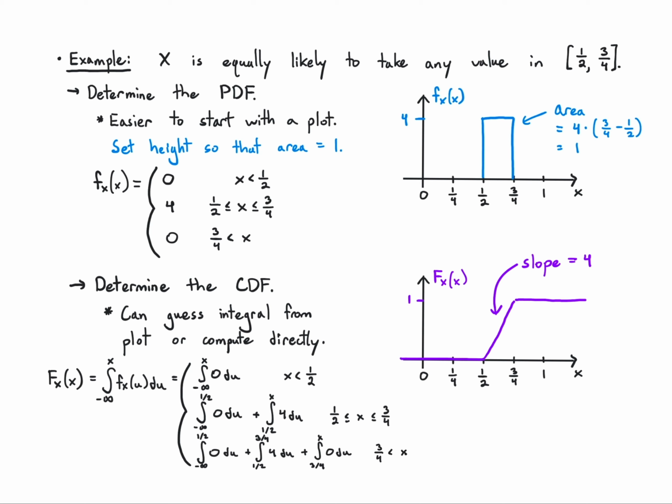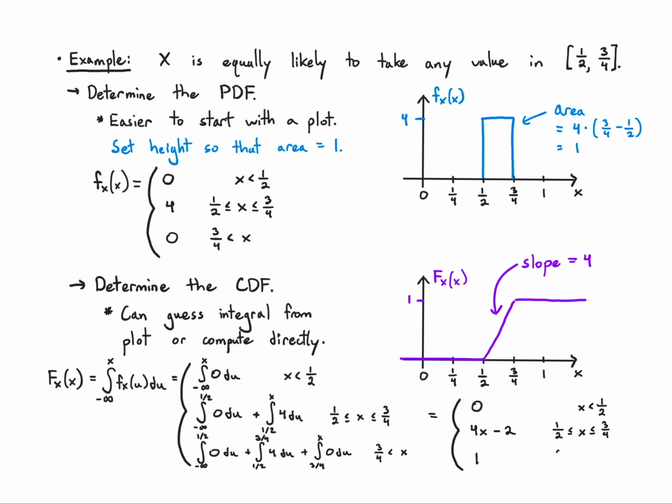What we're going to see is that this top part is obviously going to be 0, right? And that's when x is less than 1/2. This next part, the integral is pretty simple. I can just write it down directly, right? The integral is just going to work out to be 4u, and then I can plug in x and 1/2. So I get 4x minus 2, right? And so that's going to be between 1/2 and 3/4 for x.